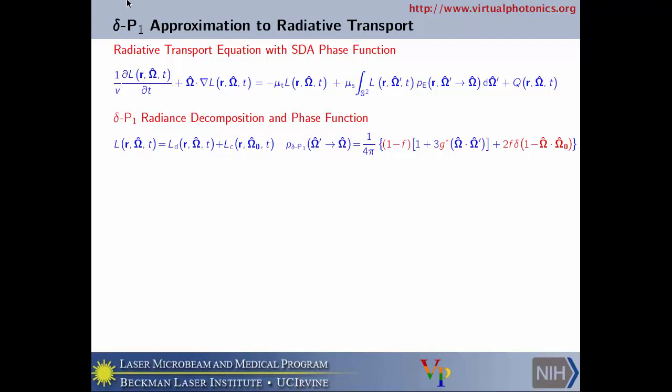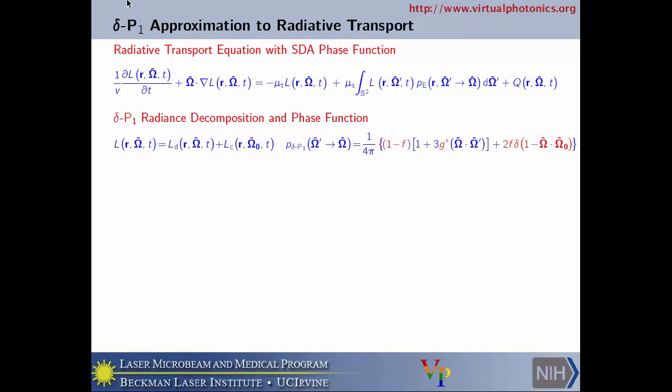So given that we have phase functions that are strongly forward directed, and that we often use collimated beams in biophotonics, it would behoove us to try to introduce something into the radiance approximation and the phase function approximation that can account for highly collimated beams. So the delta P1 approximation is the simplest way by which we might do that.